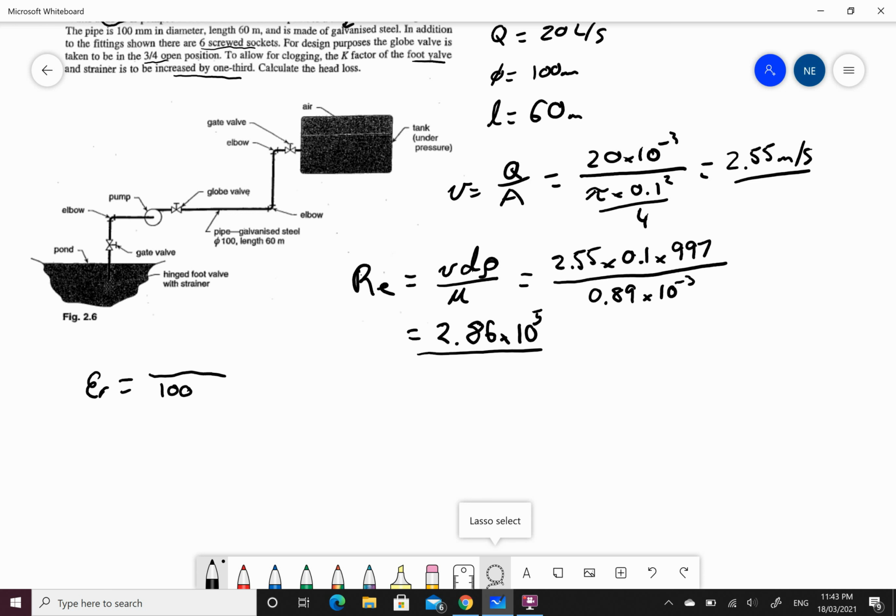Now I've got to work out my ER. So going from the Moody diagram before, for galvanized steel, it is 0.15. Alright, this is why we highlight it's galvanized steel. This here equals 0.0015. So using the Reynolds number and the relative roughness, I can now go to the Moody diagram.